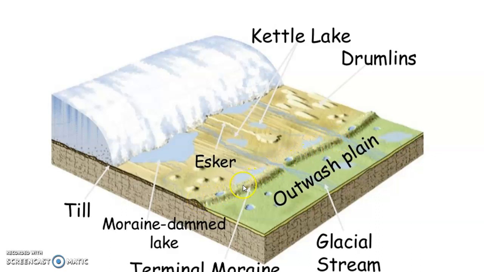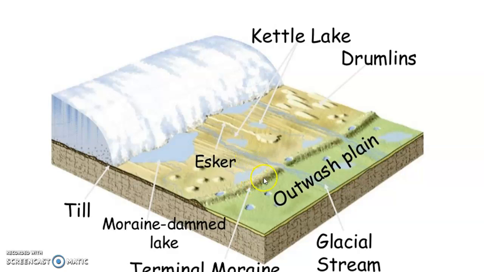The terminal moraine is, again, unsorted sediment. We have a mixture of sediments. We have boulders, cobbles, sandstone, clay, everything all kind of mixed together, and it's unsorted. Now we'll take a look at some of these other features.